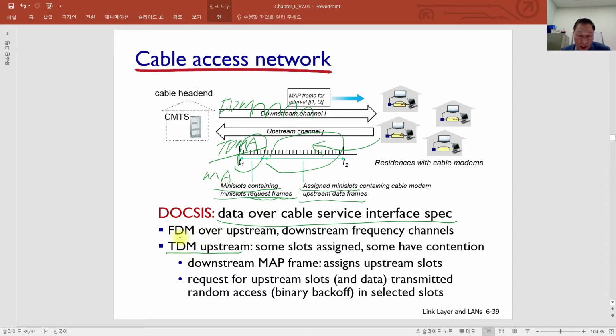Okay, let's look at this one. FDM over upstream and downstream frequency channels, those are being used also. And the TDM upstream, some slots assigned, some have contention. The downstream MAP frame, this one is the MAP frame, carries assigned upstream slots and requests for upstream slots. If this one is requesting, then that will be done using this MAP frame and assigning upstream slots. Then using this one, the upstream traffic data frames will be sent.